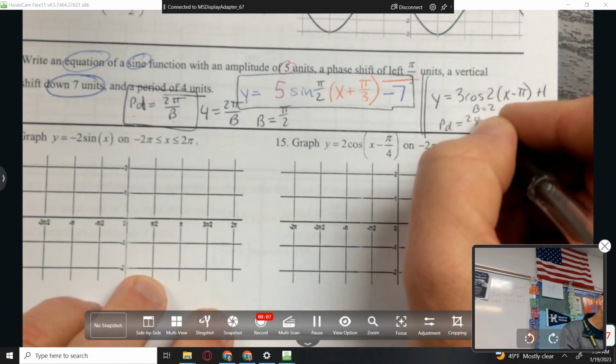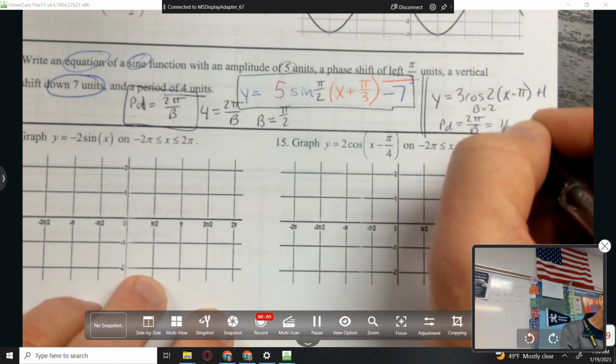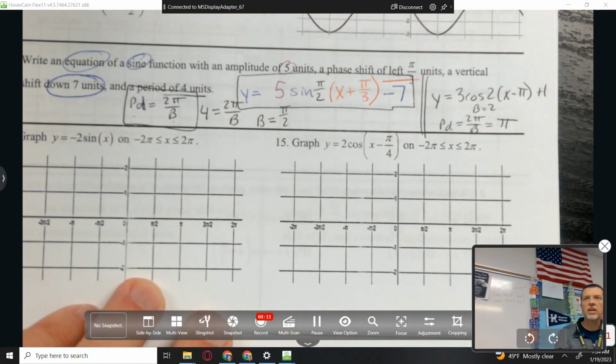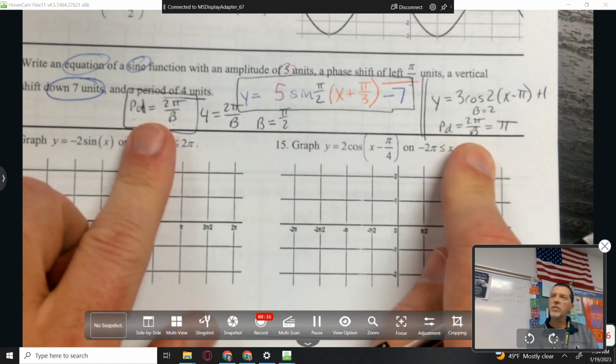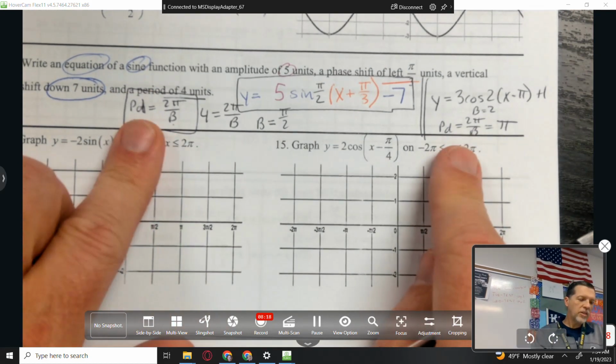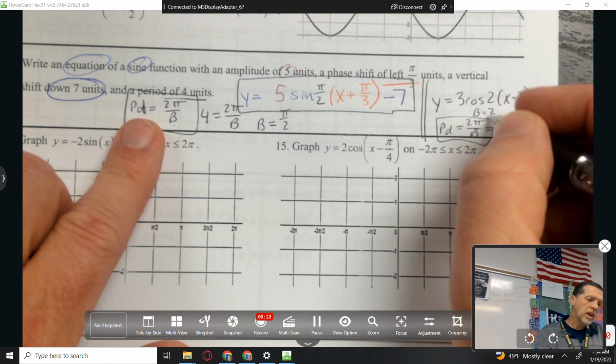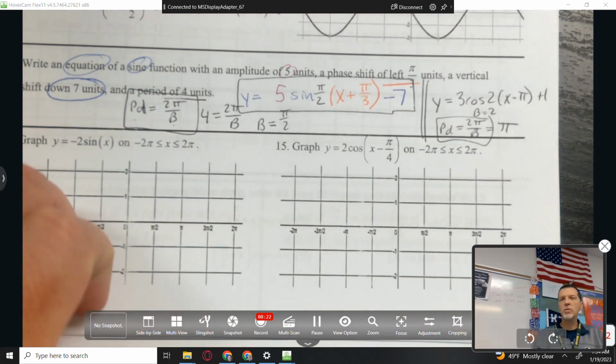Period equals 2 pi over b, so that period would be pi. So yes, that's the opposite of what we did in number 13. The equation is the same, period equals 2 pi over b, but be careful about what we give you versus what we're asking.